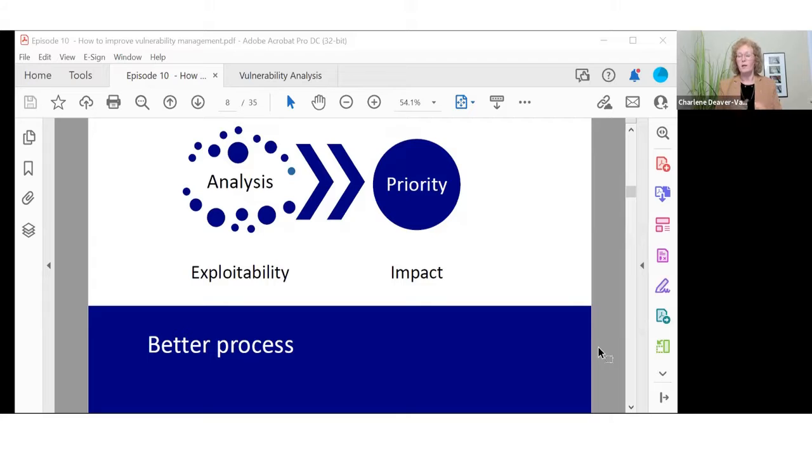So this is what I think is a representation of a better process. The analysis should be used to identify the exploitable vulnerabilities that exist in your environment. And then that helps you set the priorities so that you change the impact. So as I go a little bit further into this, we'll talk a little bit more about what I mean by exploitable vulnerabilities.